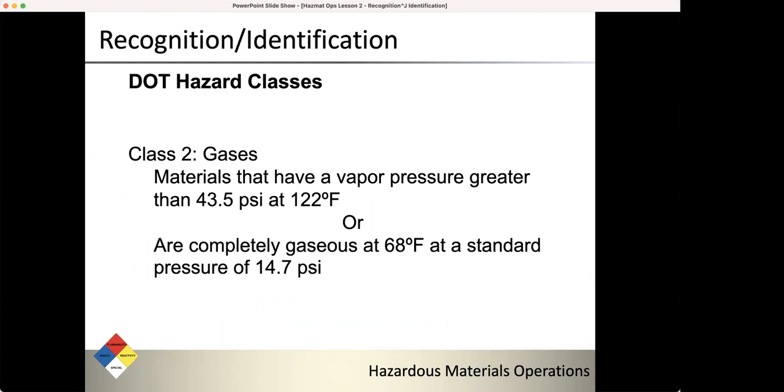We got DOT hazard Class 2, gases. That's anything that has a vapor pressure greater than 43.5 psi, or is completely gaseous at 68 degrees at standard pressure. So these are things that, if they're not being held under pressure, want to be a gas. Whatever the normal environment is that we live in, if it's a gas, it's a gas.